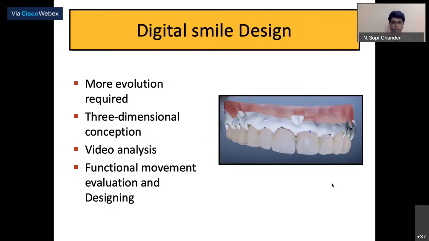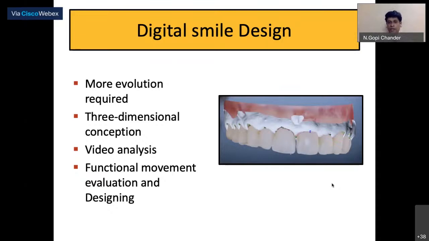Now you have a video analysis, but you need a lot of functional movement evaluations that can help in designing and fabricating your restorations. Not going into detail about this software, the concept here is you capture images at various positions, right from your frontal view to the profile views. Take everything to the software, and it can stitch them into a three-dimensional image. The most important concern for us is that it's not two-dimensional.